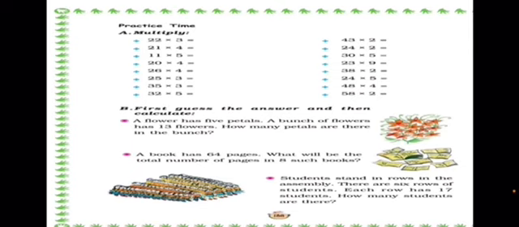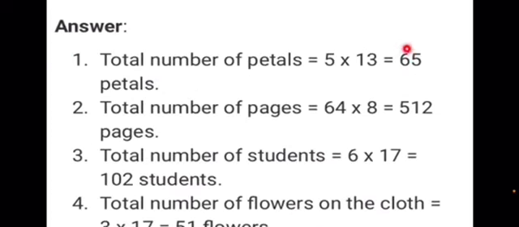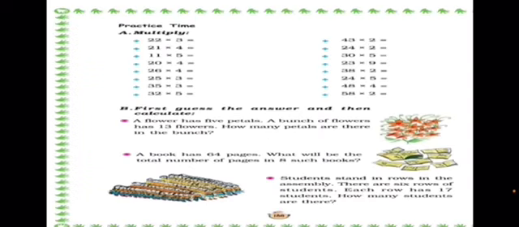A flower has 5 petals. A bunch of flowers has 13 flowers. How many petals are there in the bunch? So here it's given that 13 flowers and each flower is having 5 petals. So we need to multiply over here. So this is 13. So 10 plus 3. So 5 tens are 50 and 5 threes are 15. So 50 plus 15 is 65. So now let's check our answer. 65 is our answer. So you can see how we have done the calculation mentally and how easily we are getting the answers.